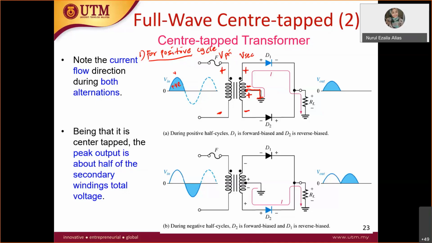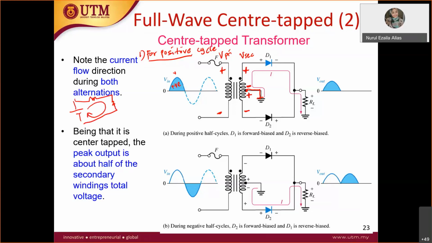Let's take a look at the first one. Okay, for this one, let's take a look at the top one. You know that when you have a circuit with plus, minus, and then the resistor here, the loop will be like this.